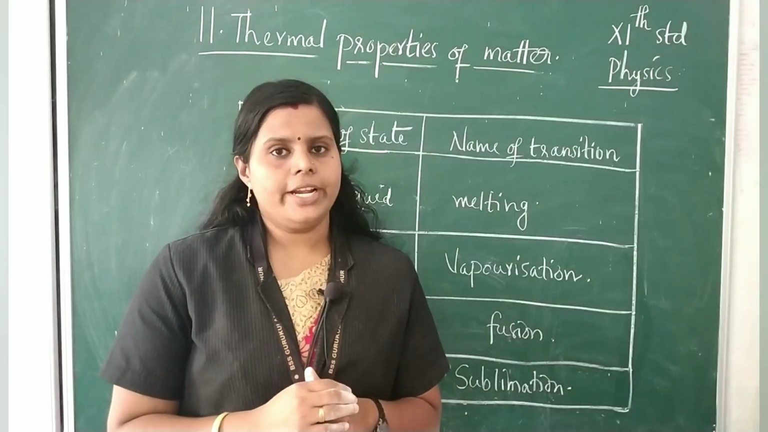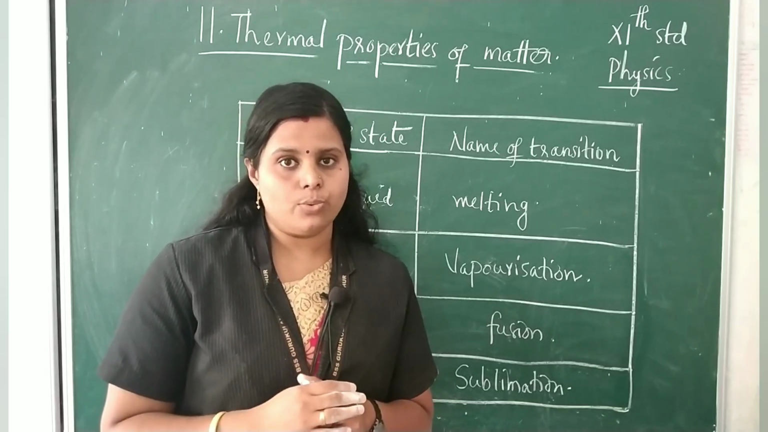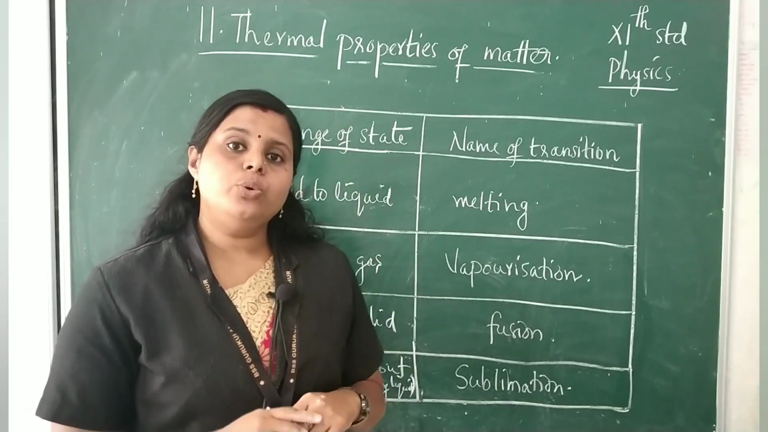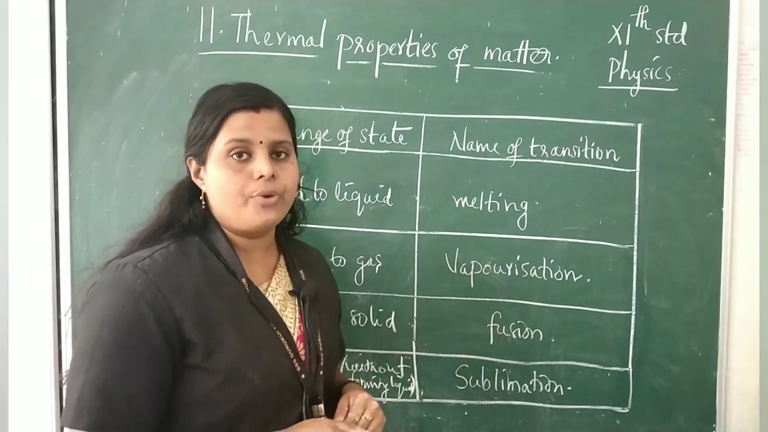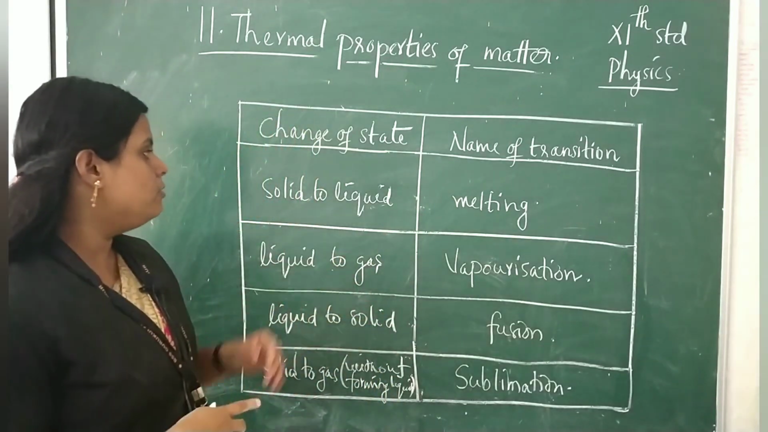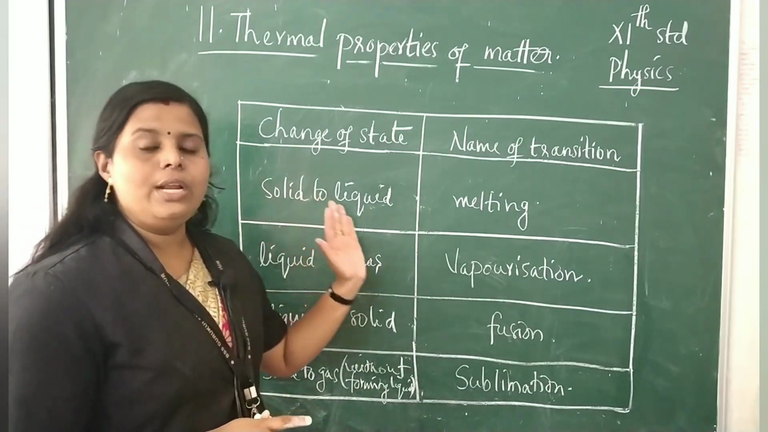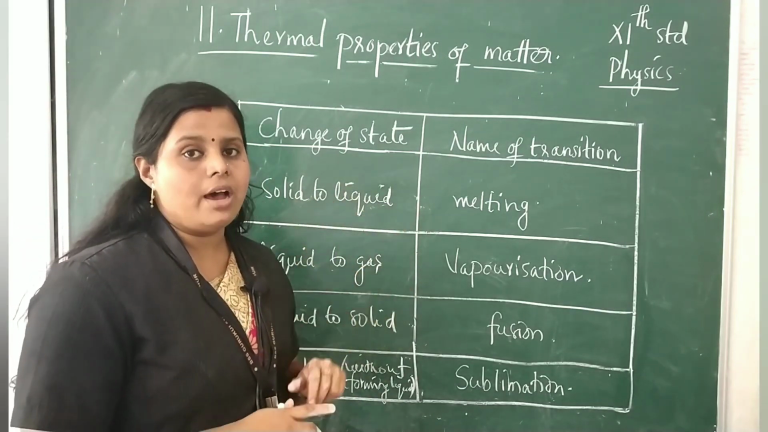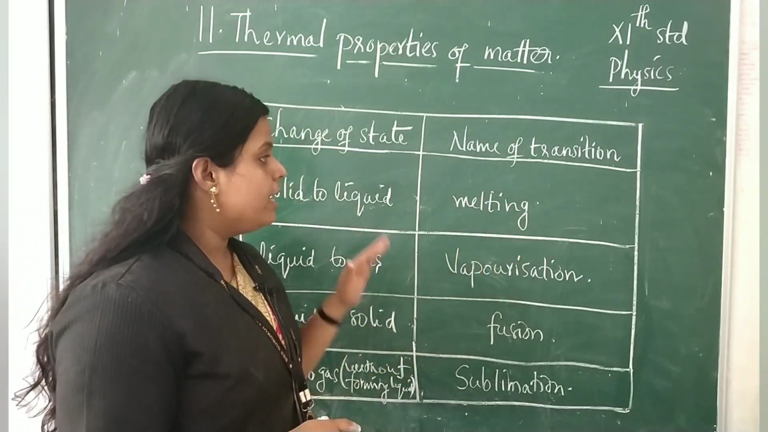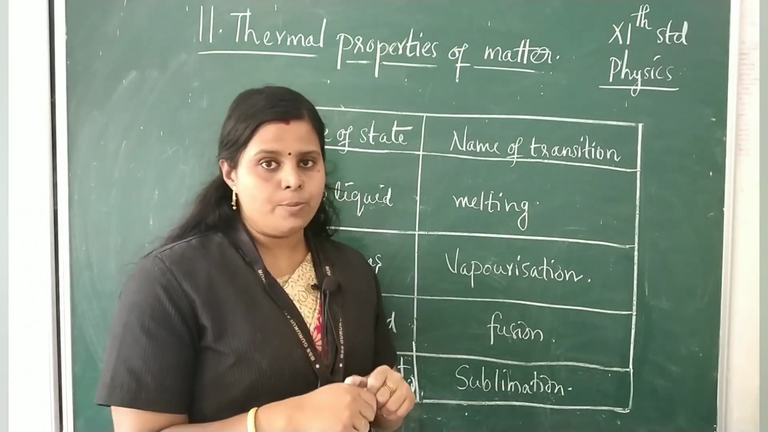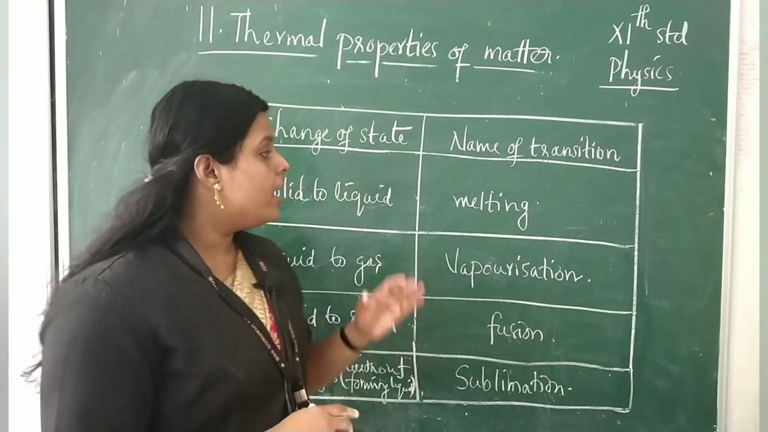Now listen children, you have learned change of state in your high school classes, right? So here we are going to learn the different changes of state and the corresponding names of transition. The first one is solid to liquid, where a substance changes its state from solid to liquid. Clear? And what is the name of transition? This is what we call melting. For example, ice melts and becomes water. Okay, so that is melting.